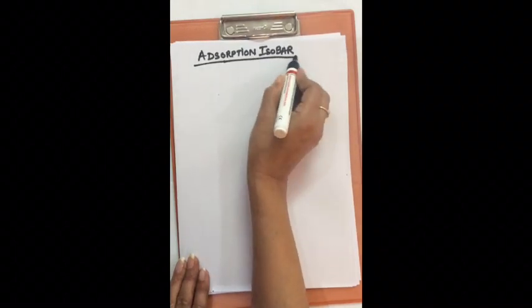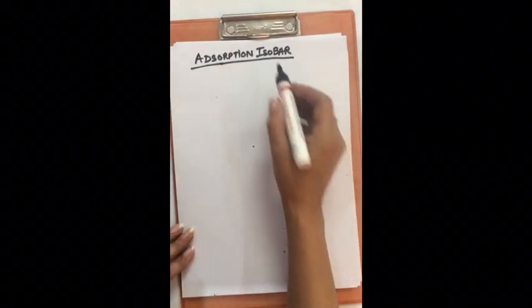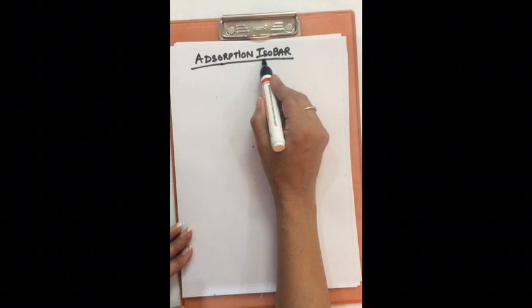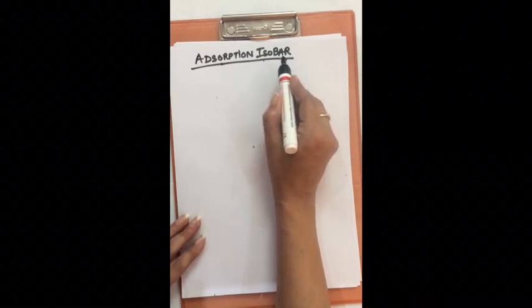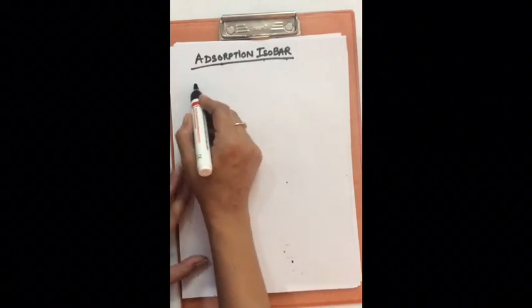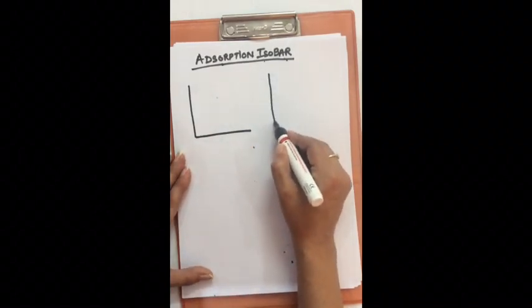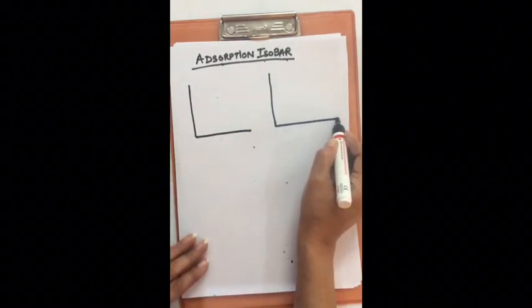Adsorption isobar. Now we have to study adsorption by keeping the pressure constant. Bar means pressure, iso means constant. So in this process, we are keeping the pressure constant. We have a plot here for physisorption and for chemisorption.